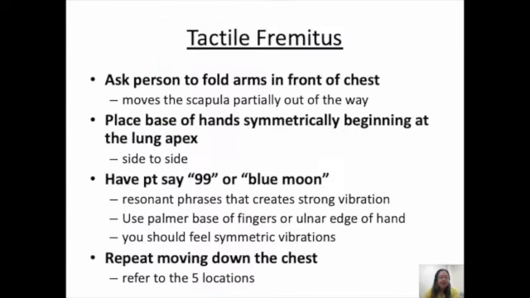The next slide here will tell you what to do at each point. At each of those 5 points, you're going to ask your patient, starting from the apex to the base, to say the term 99 or blue moon. Every time they say that, it creates a resonant sound that creates the strong vibration. You're using, again, the palmar base of the fingers or the ulnar edge. I tend to use the ulnar edge, but you can also use the palmar base. And you're going to make sure that you feel that symmetric vibration.